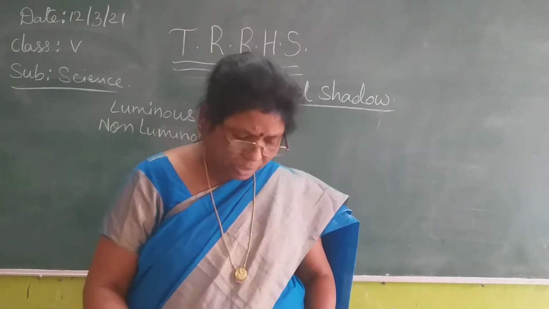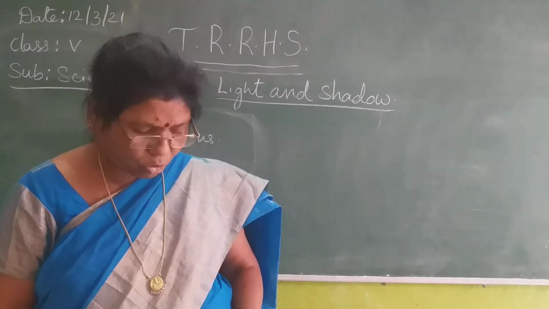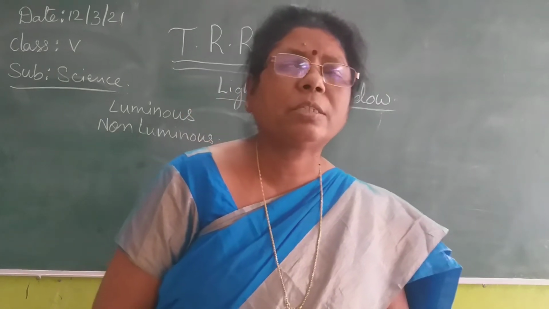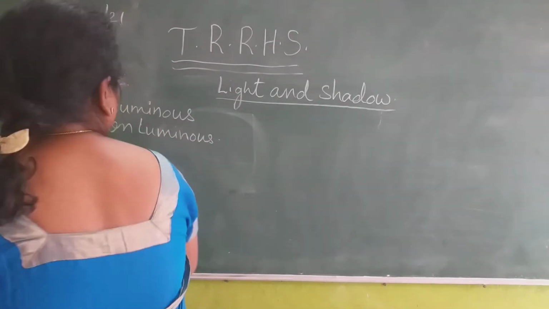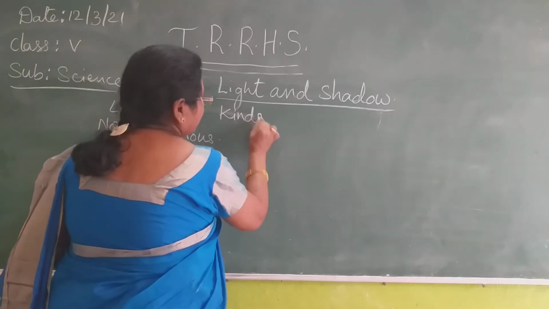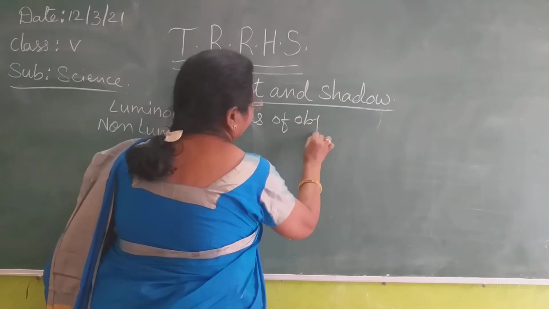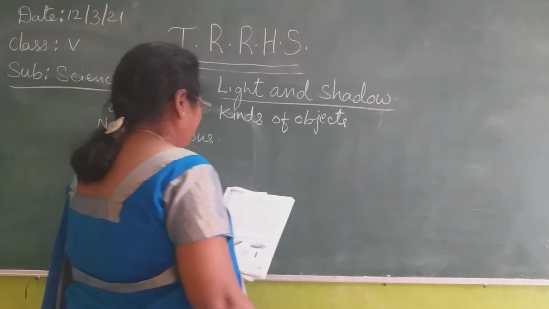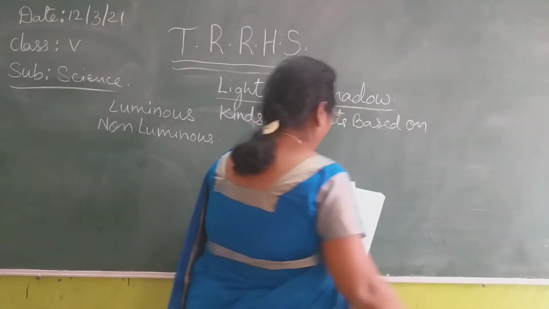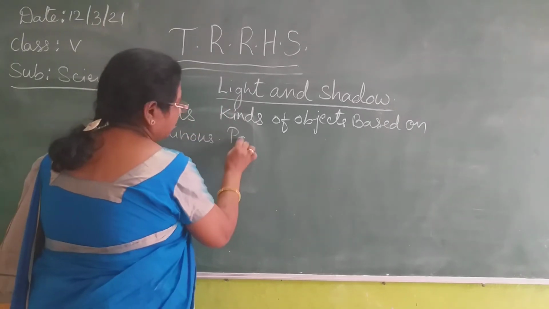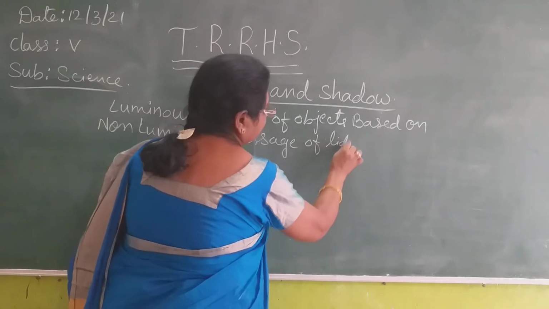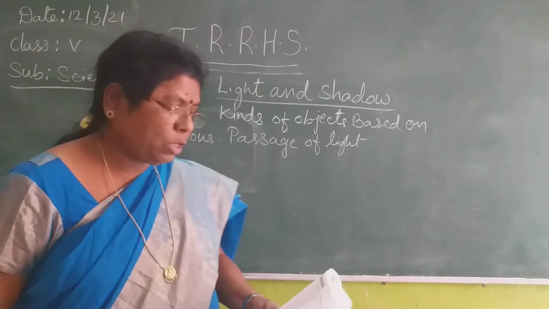Non-luminous objects, what are the examples? Chairs, benches, and the blackboard are examples of non-luminous objects. Now next, coming to the kinds of objects based on the passage of light.